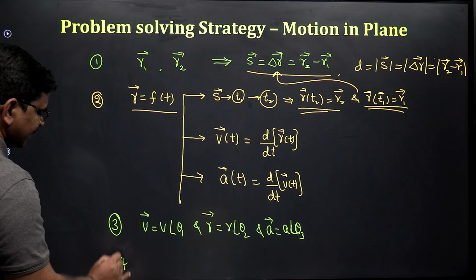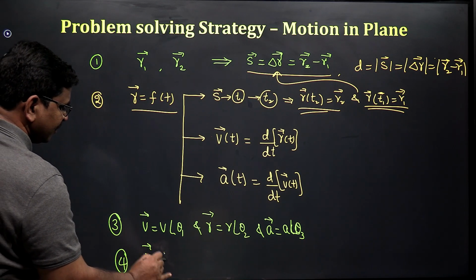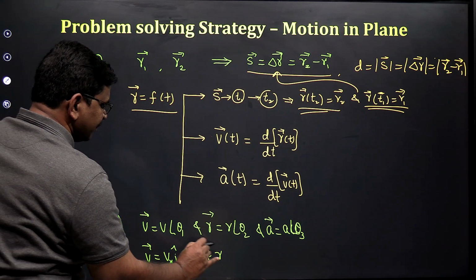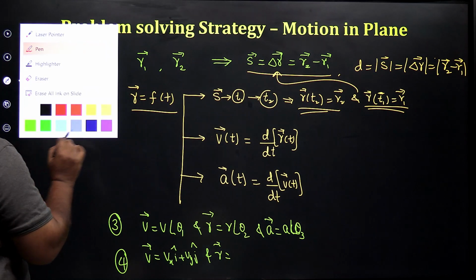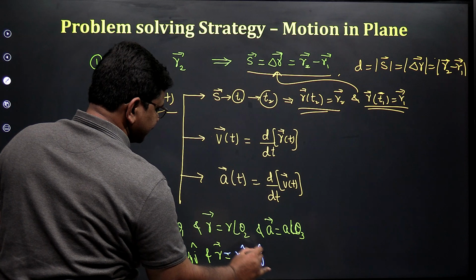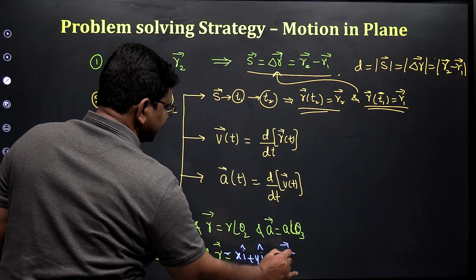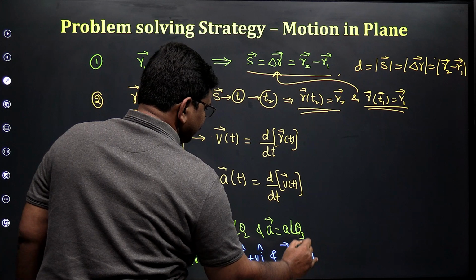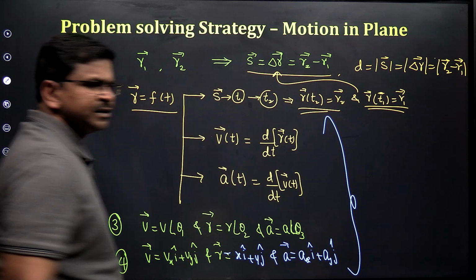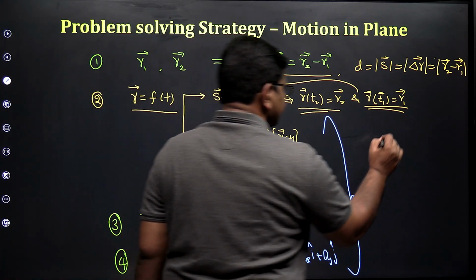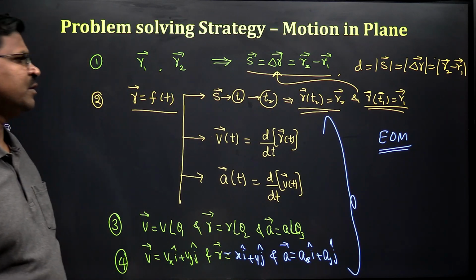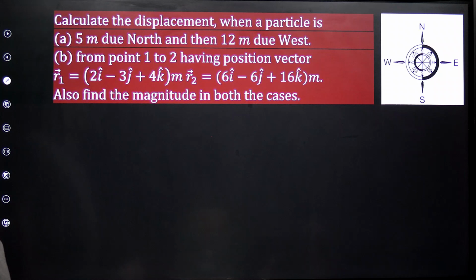And the fourth kind of data is V may be given as Vx in i direction plus Vy in j direction, and R may be given as x in i direction plus y in j direction, and A may be given as ax in i direction plus ay in j direction. And the remaining thing is simply the application of our equations of motion. That's it. So, my dear students, I hope you are ready to solve the problems. Okay, now let us explore the same.